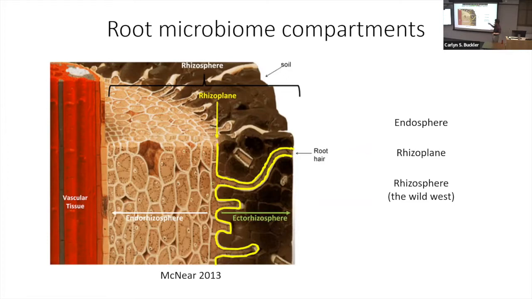In this schematic, like I was saying, the Wild West, back in the day the rhizosphere used to be everything that you can see here, but that's not quite true anymore. And lastly, we have the ectorhizosphere, and that is the rhizoplane, which is the surface attached microorganisms, as well as the tightly attached soil, the rhizosphere. So it's a blending of the rhizoplane and the rhizosphere.